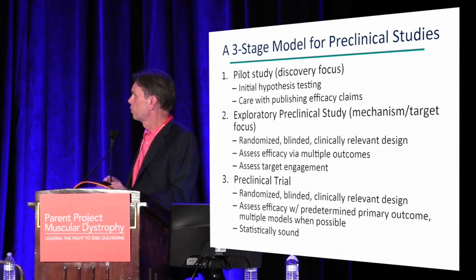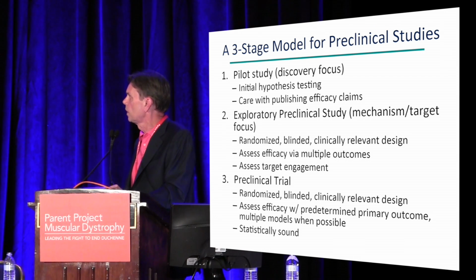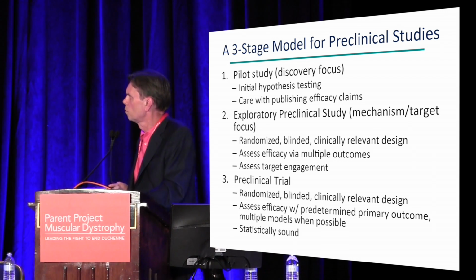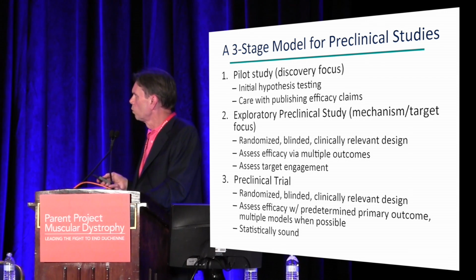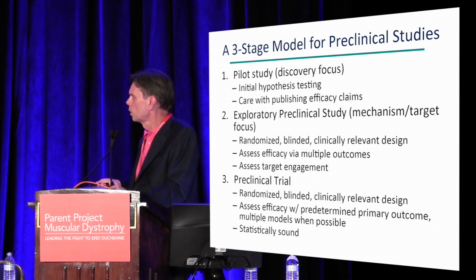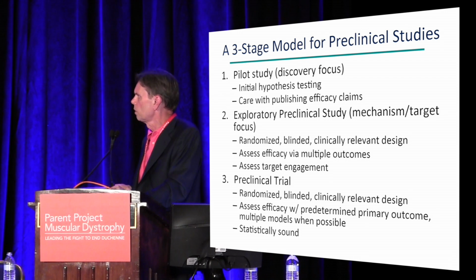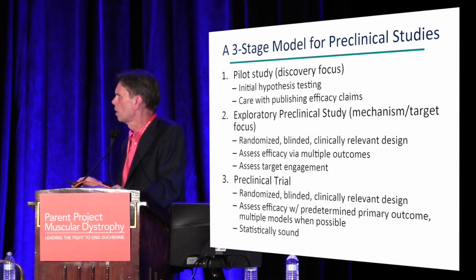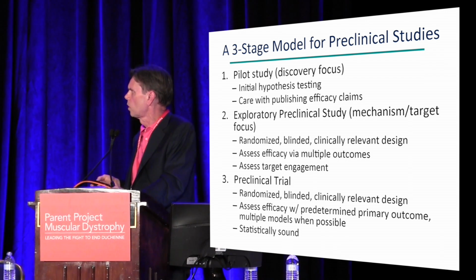So what has been proposed for preclinical studies is more of a three-stage model, where we start with a pilot study, the real discovery phase, where you test the initial hypothesis and try to engage the target and see what sort of efficacy one sees, but interpret that with some caution. Then move on to a more exploratory preclinical study where you really drill down on the mechanism and target in some detail. At this point, it should be a truly randomized blinded study with a clinically relevant design to assess efficacy and multiple outcomes of efficacy, as well as to assess the target engagement.